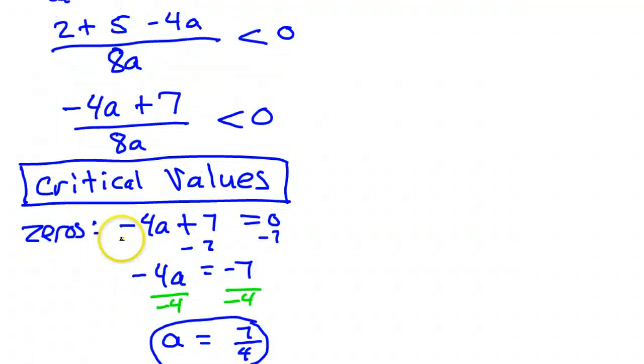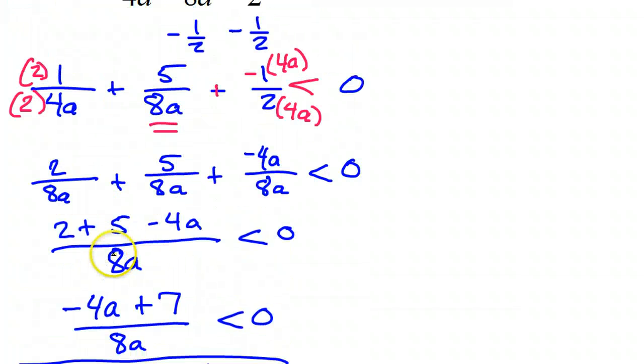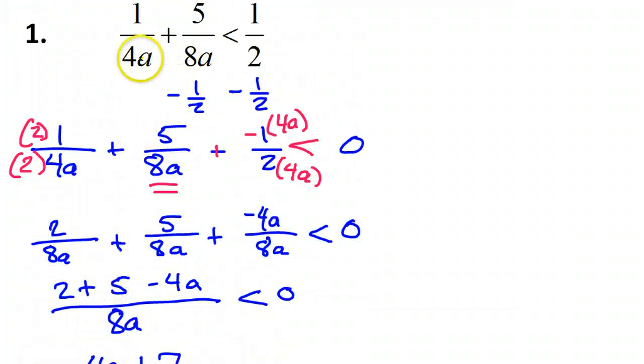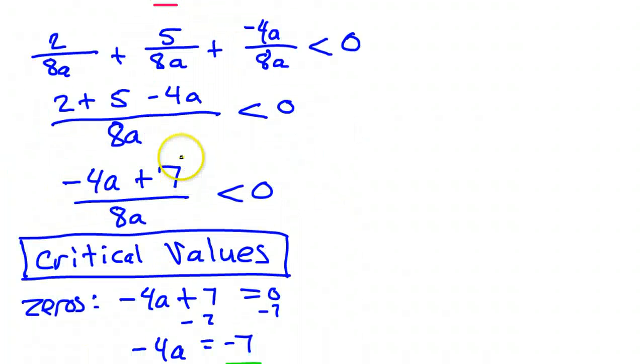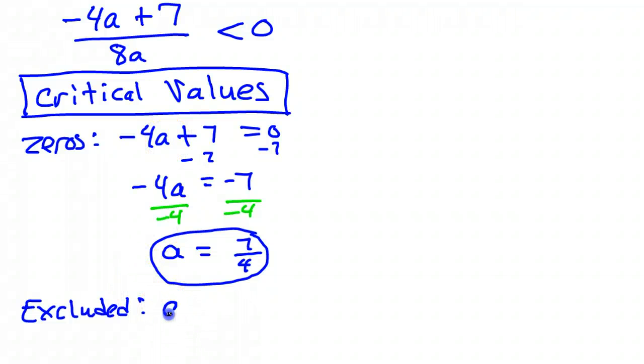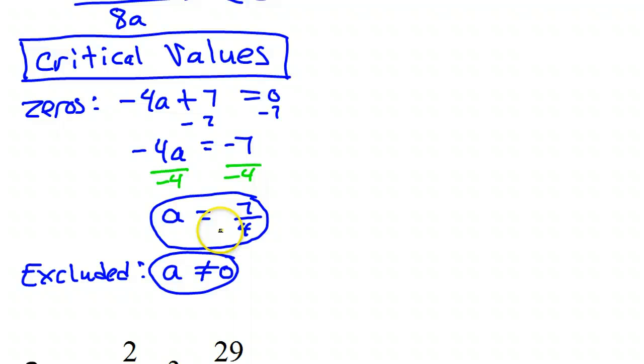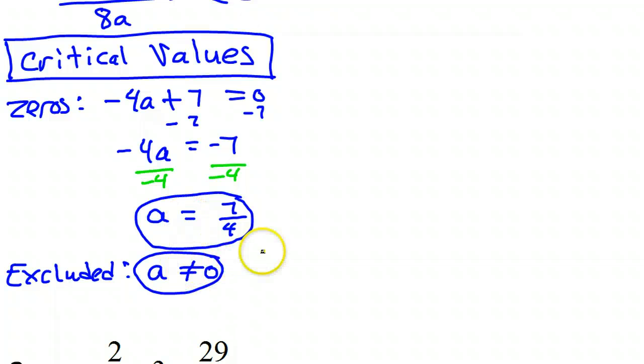Let's see, excluded values. Well, we'll just look back at the original problem. In this case, the only excluded value is going to be a cannot be 0. These are all monomials here. It's not like a plus 5 or anything like that. So it's just these monomials, so just a factor of a is the only variable factor. So a cannot be 0. Okay, so together these are the critical values, the 0 and the excluded value. So we will use these to start breaking up our number line.